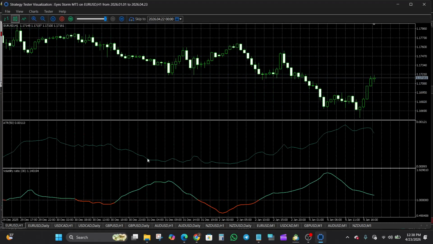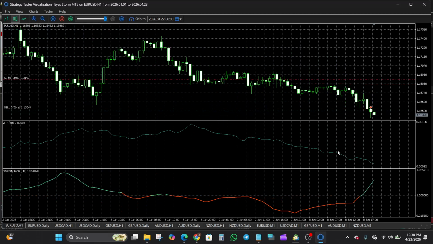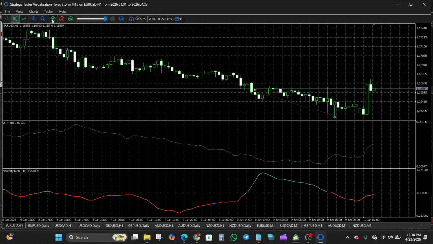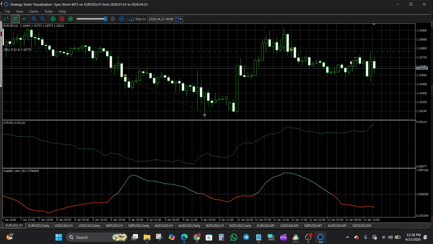Okay, so we can already see the ATR indicator and the volatility ratio indicator. And we have our first trade executed already, and now we have another trade running. If you look closely at the price action, you can see a clear engulfing candle forming in the direction of the trend. So this is likely the trigger.